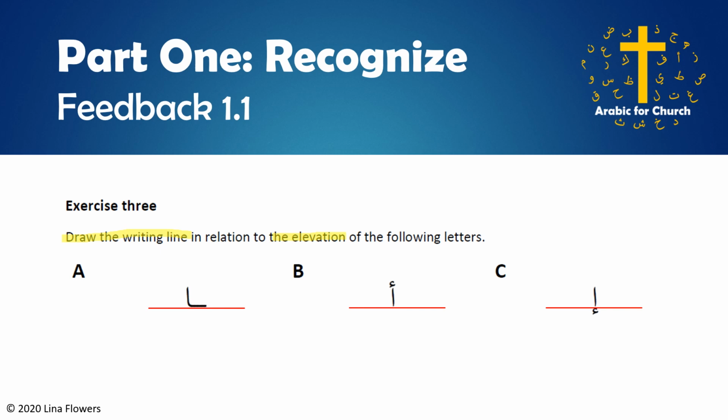In the case of Aleph, Aleph always comes on the line. So you can see it connects on the line in A, and then it's freestanding when it's in its isolated form, and here it has a hamza on top. And in the case of C, since Aleph is exactly on the line, the hamza has no place to go but below the line. So this is it for feedback 1.1.